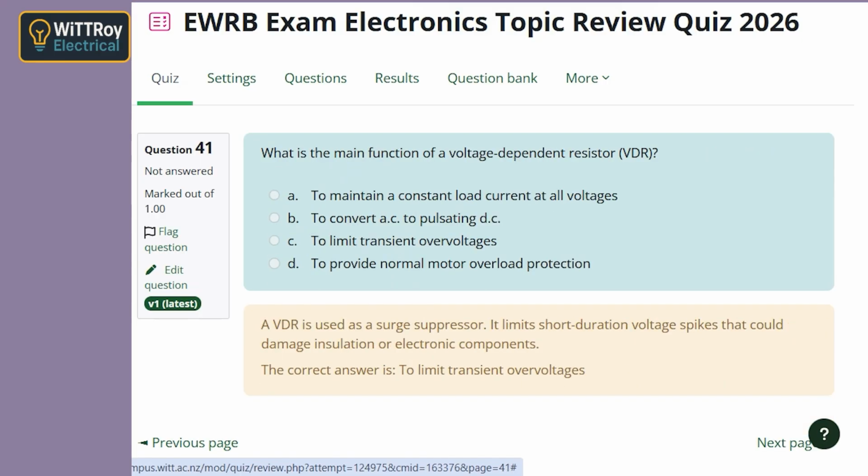Question 41. What is the main function of a voltage-dependent resistor, VDR? I selected to limit transient overvoltages. Right answer. A VDR is used as a surge suppressor. It limits short-duration voltage spikes that could damage insulation or electronic components. Yes, I knew that definition and could rule out the other choices.